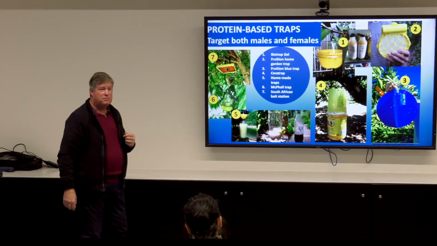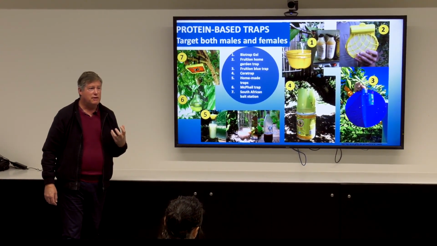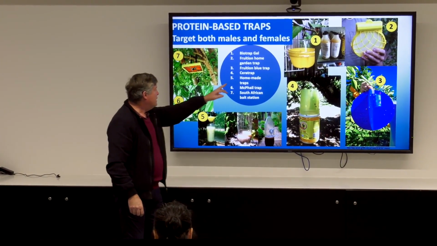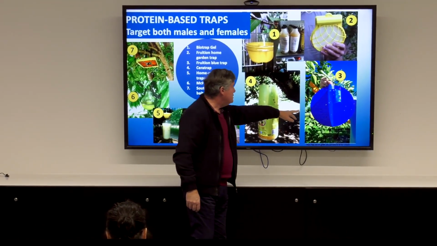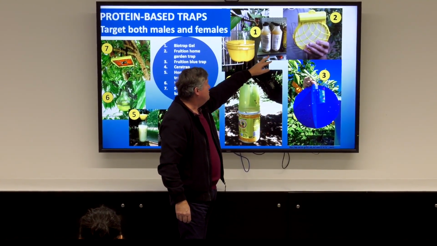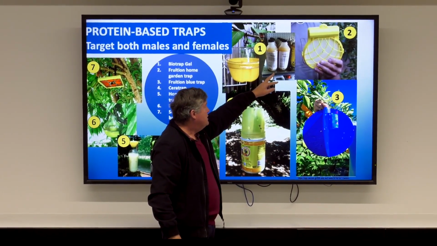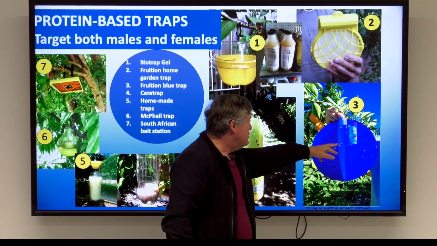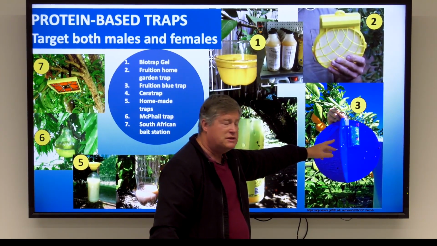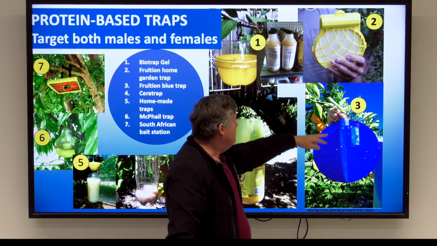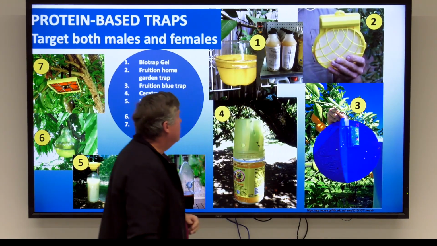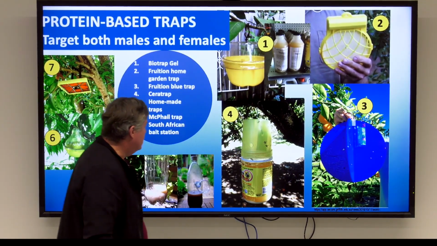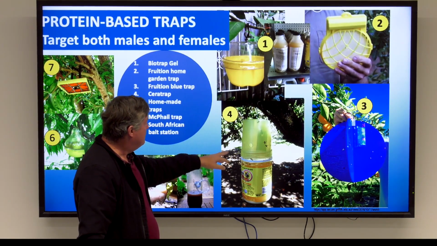There's some protein-based traps, so you're presenting the fly with feed, and that pulls them in. Some of them are sticky ones, like the Fruition trap, for instance. For Victorian use, the Fruition trap has changed colour and is now caged, and they attract flies based on a fruit scent, such as a guava fruit scent. And this one now has a mixture of the fruit scent and a protein feed-based thing. The Biotrap gel is protein-based. The Ceratrap is a liquid version of a protein.